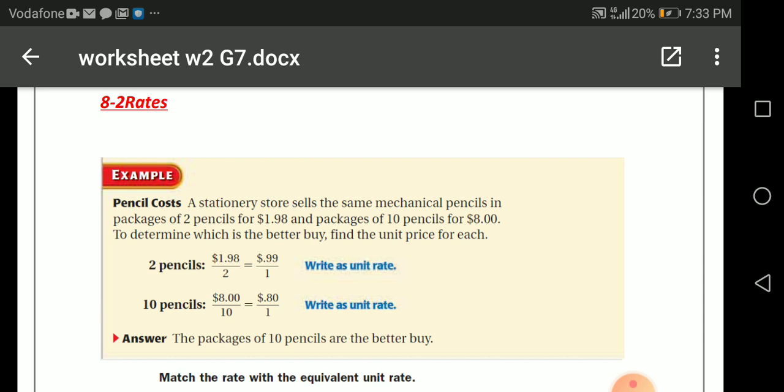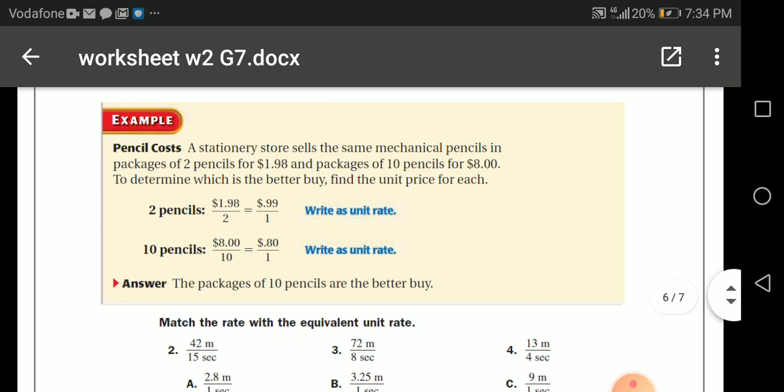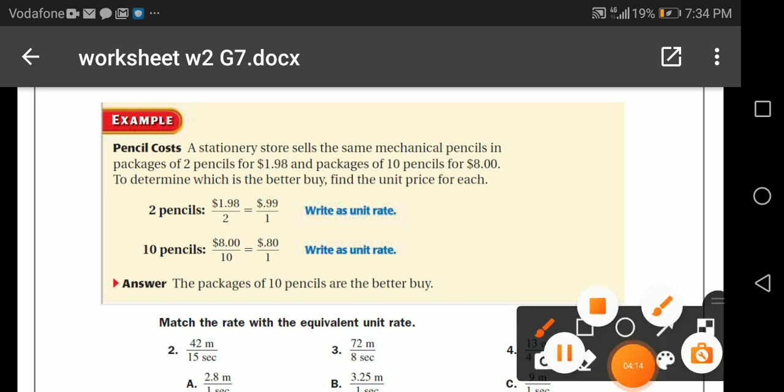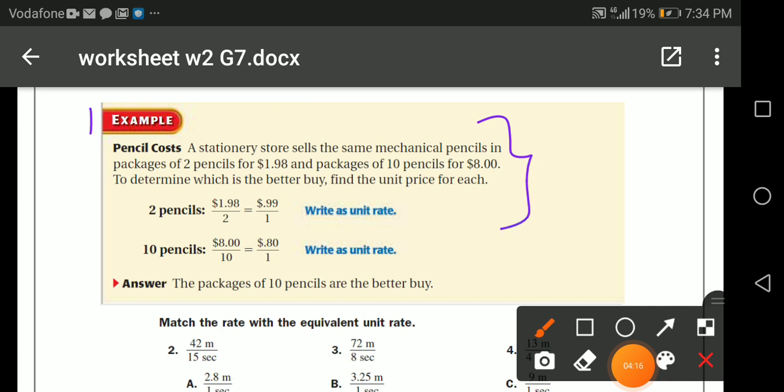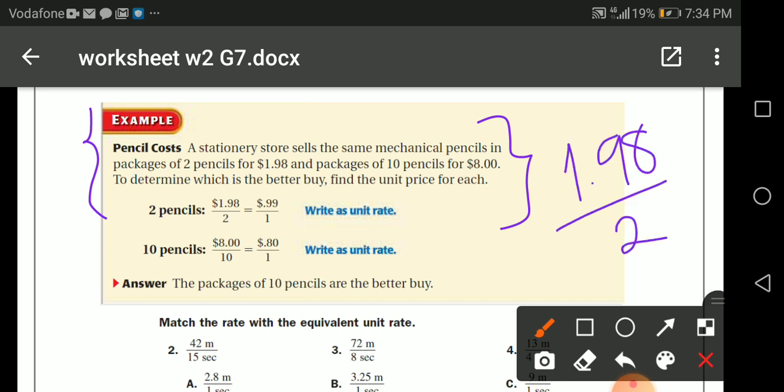Okay, when I ask you a question, if I have a stationery store that sells the same mechanical pencils in packages of two pencils for, let's write together the information given in any word problem, guys. In math, we write it down. So we have here packages of two pencils for 1.98. Okay, for what? For two pencils.